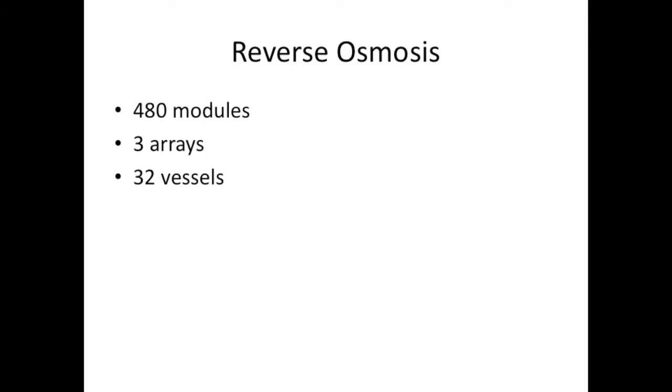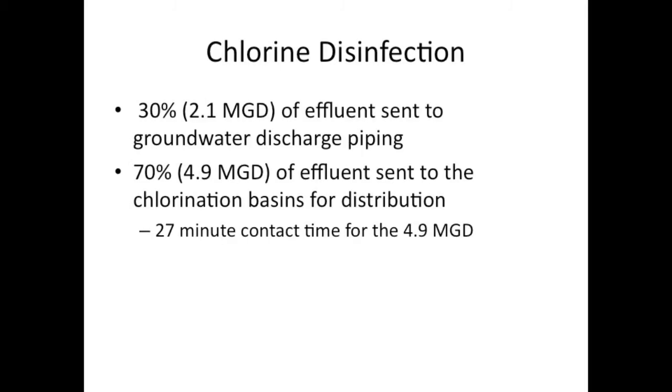Reverse osmosis uses the high-pressure gradient in order to separate dissolved solids and ions such as salts and minerals that are naturally found in seawater. Our system will utilize 480 modules arranged in 3 arrays with 32 vessels. From here, 30% of the 7 million gallons, or 2.1 million gallons per day, will be pumped through pipes into the Santa Barbara groundwater basin, which is approximately 450 feet below the surface.